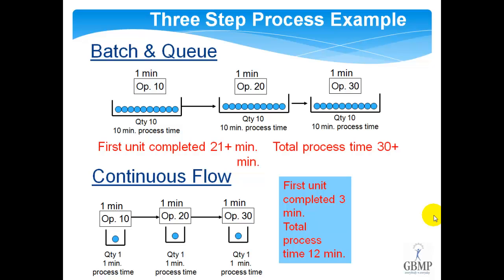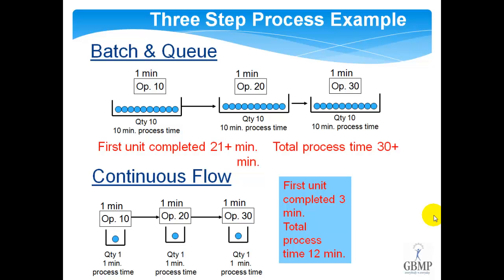Given continuous flow though, we make one, pass one, make one, pass one. So we start out with the 10 in bin 1, makes one, passes it to 2. Makes another one, passes to 2, who's already passed to 3. And all working on it. So yes, it still takes us 10 minutes in bin 1.